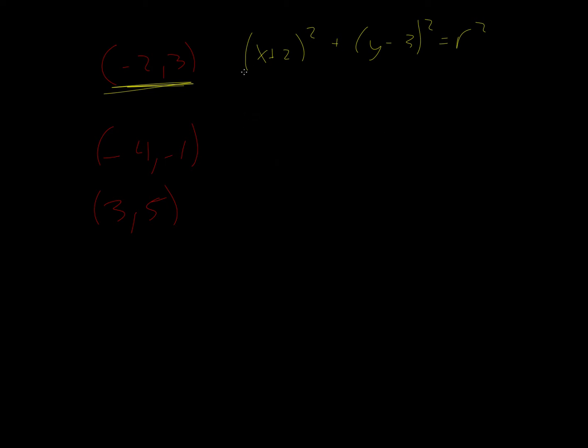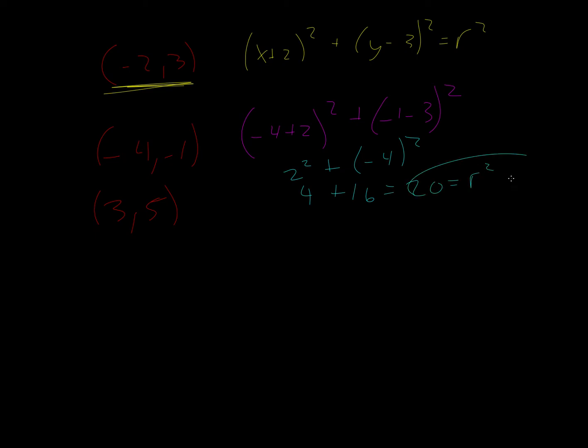So let's just do -4 plus 2, squared, plus -1 minus 3, squared. And for that, we get 2 squared plus -4 squared. So that's 4 plus 16. So that's 20. So r squared equals 20. We don't have to take it all the way to the radius.